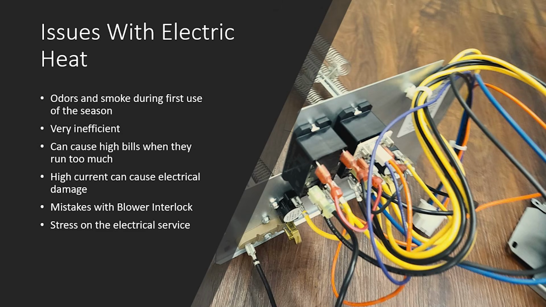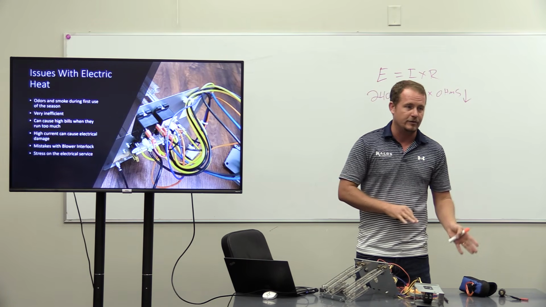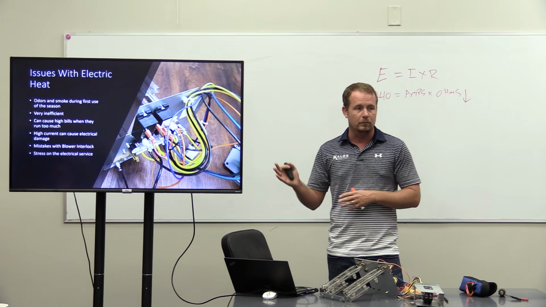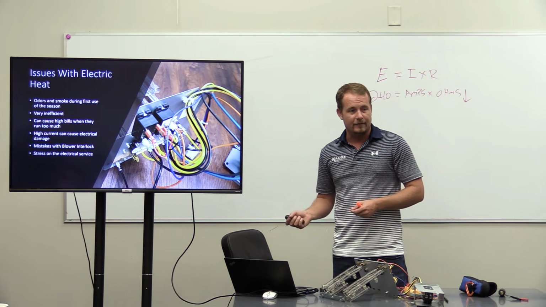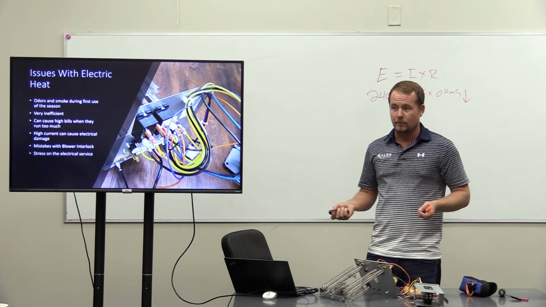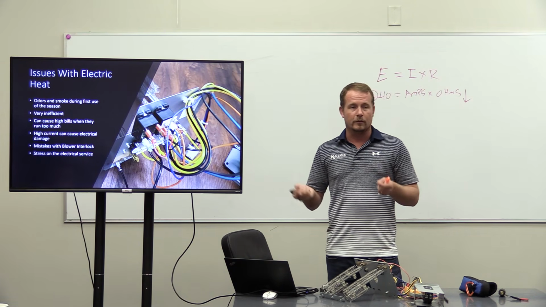Another common issue is mistakes with blower interlock. We're going to talk about how to wire these, but blower interlock, back to what Mario was talking about earlier, we do not want to run our electric heat strips if we do not have the blower running. So we have some method to make sure that if the heat strips are running, the blower also runs, and that's what we call blower interlock. Sometimes that's done on low voltage, sometimes on high voltage, but it always has to be done in some way. Something that makes sure that the blower runs when the heat strips are on.